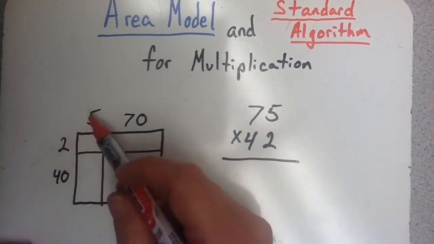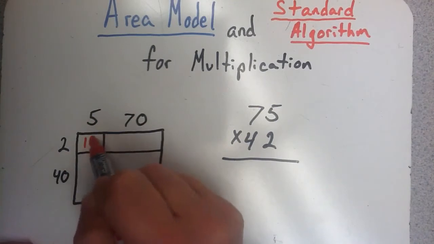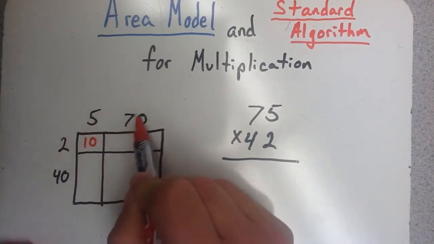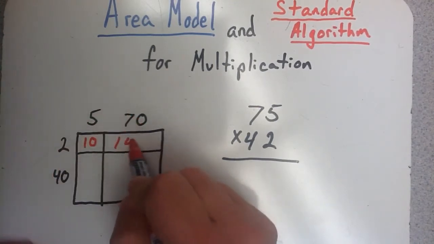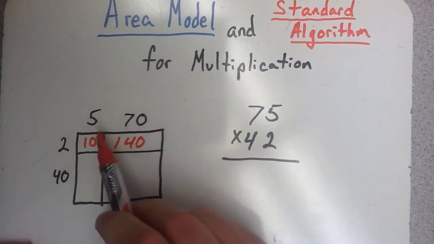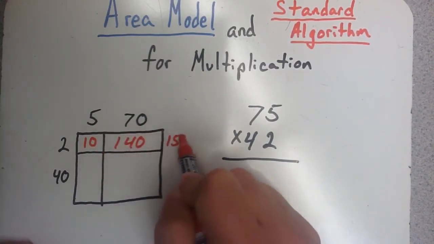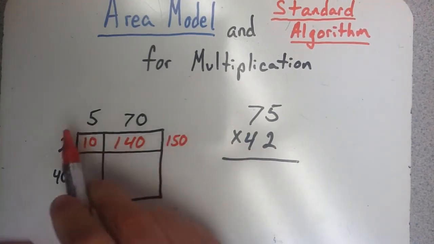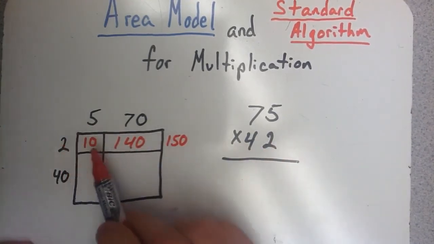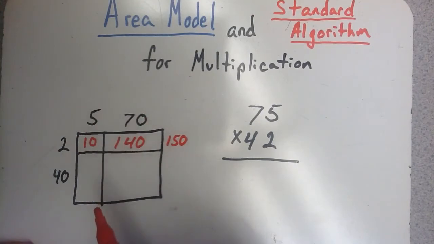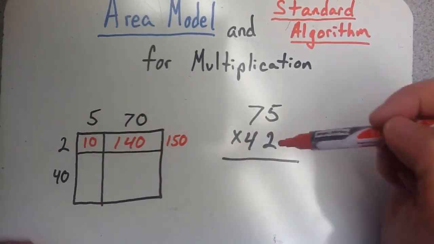So 2 multiplied by 5, well that is 10. 2 multiplied by 70 is 140. And 10 plus 140 is 150. So that's what I got when I distributed my 2 to the 5 and the 70. Now let's look at the algorithm.